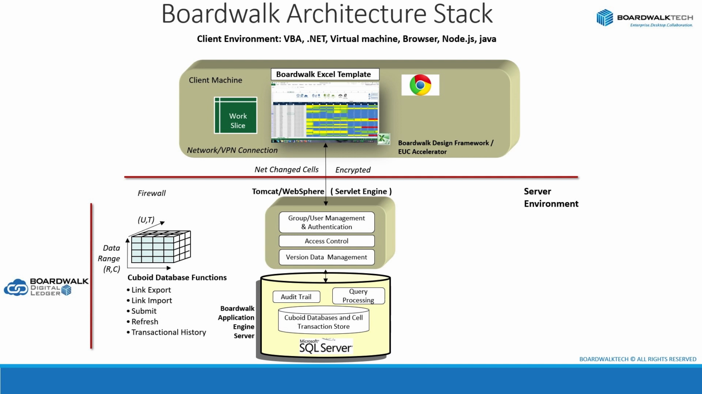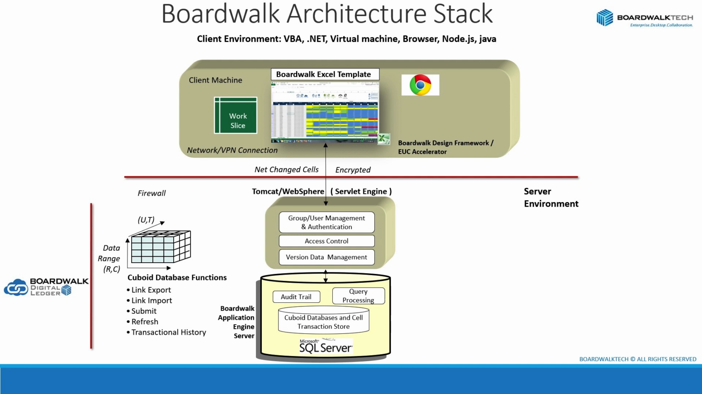Refresh is the function to bring any changes to the data that are on the server when compared to the client worksheet from the SQL Server. Typically, these changes are made by other people. Only net changes are brought from the server to the client. Transactional history is where you can query the database for any changes that were made to a client cell or a row or to the worksheet itself. We will talk more about these functions in future sessions.